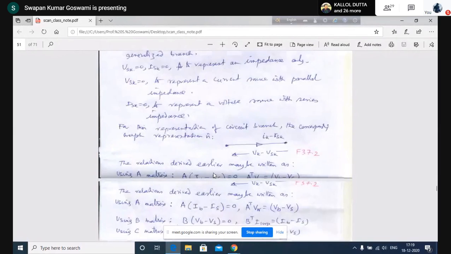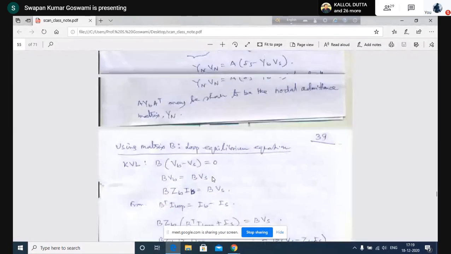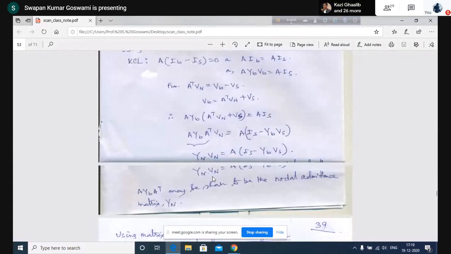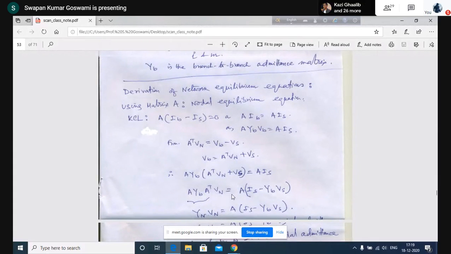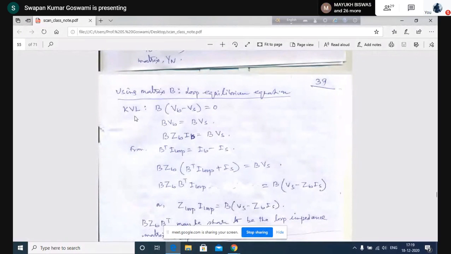Branch we have shown. So now you start from here, that I have shown. Now you start from this B matrix. For the B matrix we can write KVL, Kirchhoff's voltage law, as B V equal to 0. So V again is V_B minus V_S, the branch voltage drop V_B minus V_S. So B V_B equal to B V_S we can write from here.